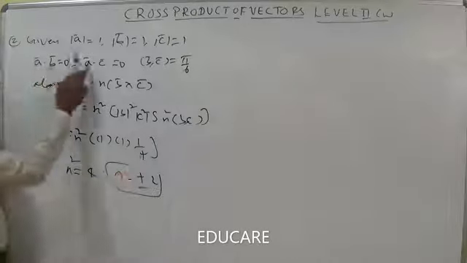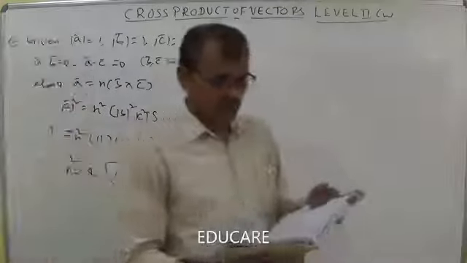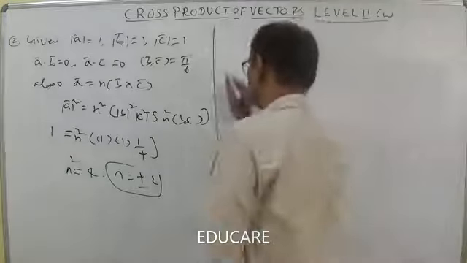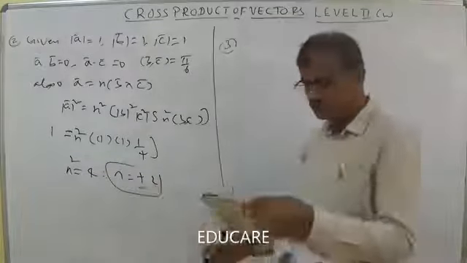That's all. So there is no need for the given data, A dot B equal to 0 and A dot C equal to 0. No need for that one. Third one.